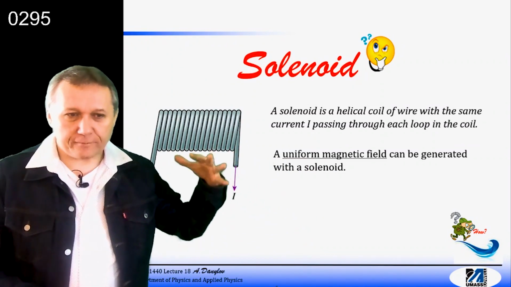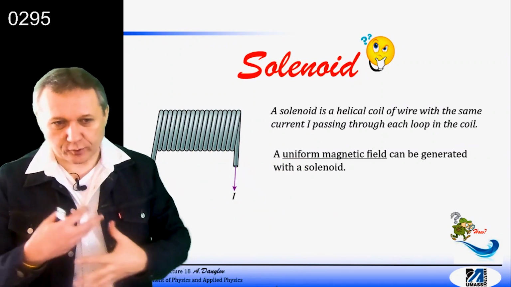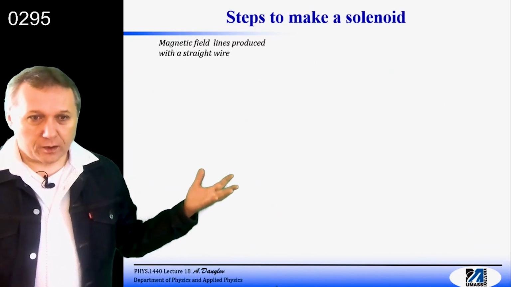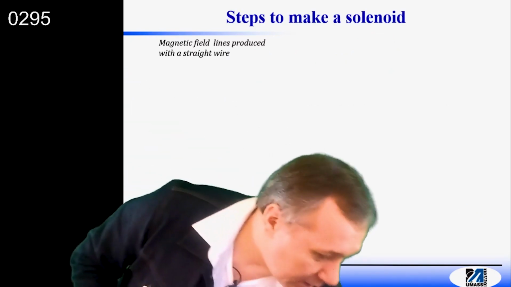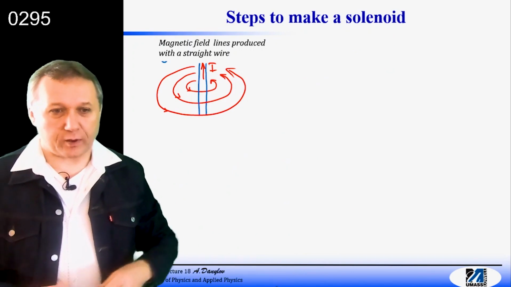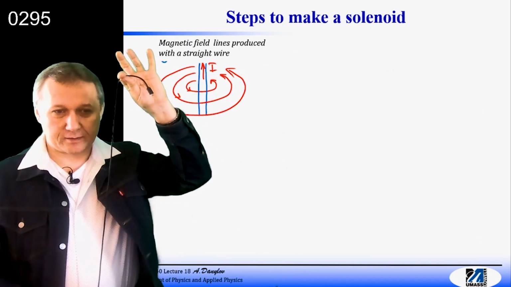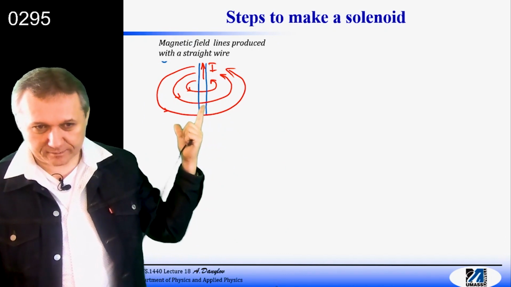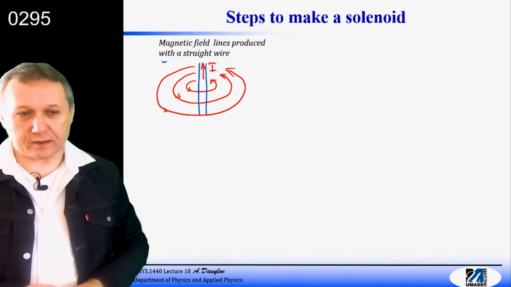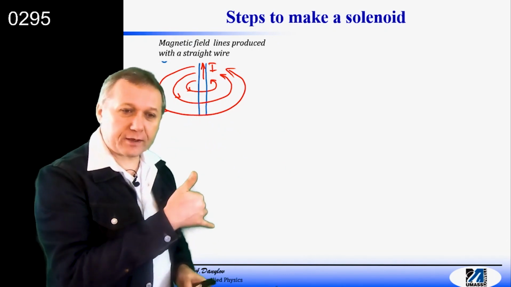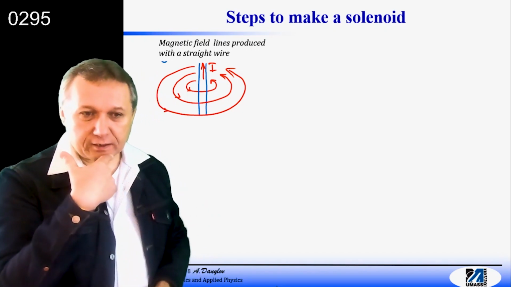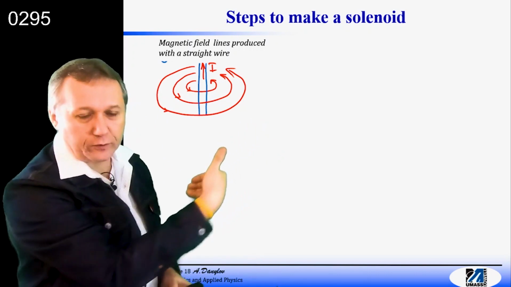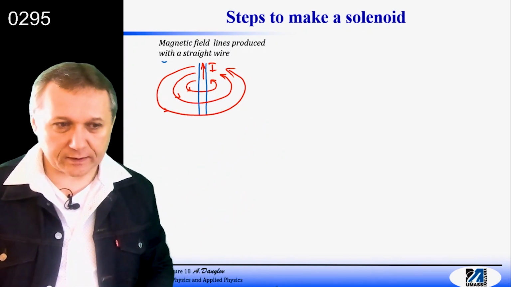Well, let's just follow the steps that we have to make in order to build a solenoid. If you have just a straight piece of wire, of course you will have these magnetic field lines, circles, and we know how we can find the directions of these magnetic field lines, right? Align your thumb in the direction of the current, and your curled fingers give you the direction of the magnetic field lines.